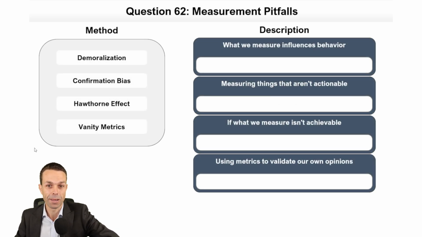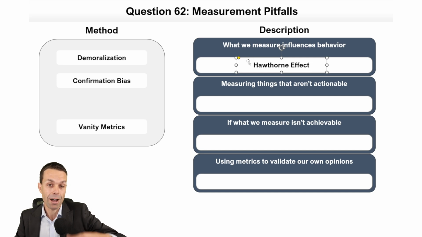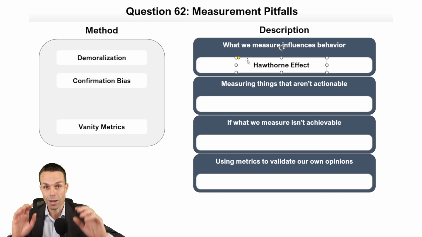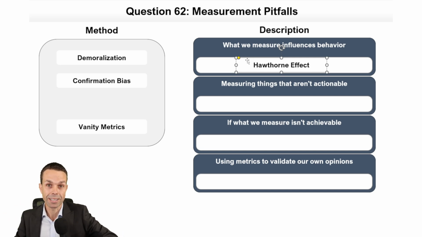So really, really good. Measurement pitfalls. Okay, where what we measure influences the behavior of the people that we're measuring. That is the Hawthorne effect. And so be careful. If you measure how fast things go, then people will do everything in their power to go really, really quickly, but that might cost us quality. So the quality might go down. So we have to be careful what we measure, or just be aware of it.